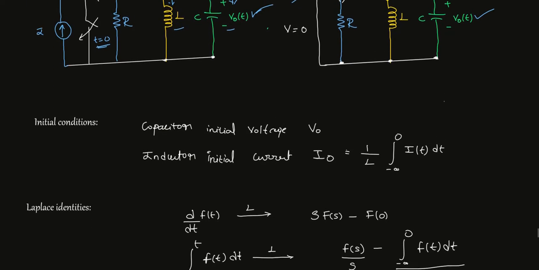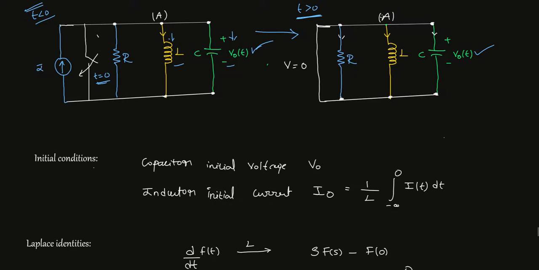Before that, let us see some basic initial conditions and the Laplace identities, which will be useful in our derivation. As you know, the capacitor is fully charged before the switch is on, so let us assume the initial capacitor voltage is V naught. Similarly, the inductor is also charged, so the initial current of the inductor is I naught. The current equation for the inductor is 1 by L integration from minus infinity to 0 of i of t dt, up to t equal to 0 only.